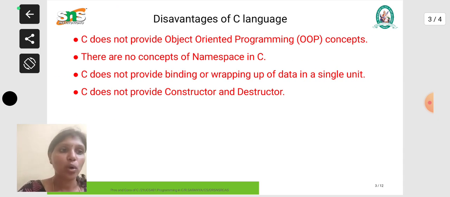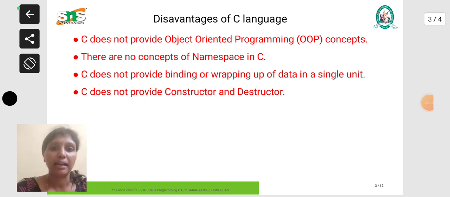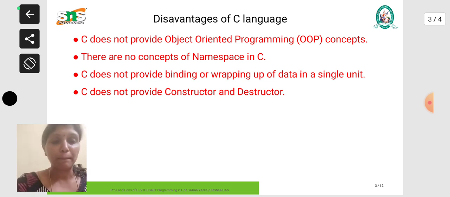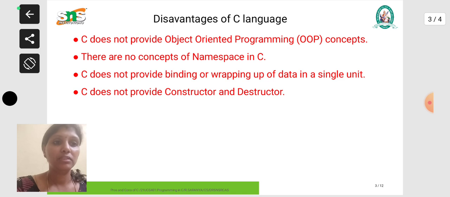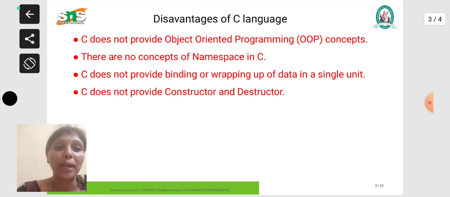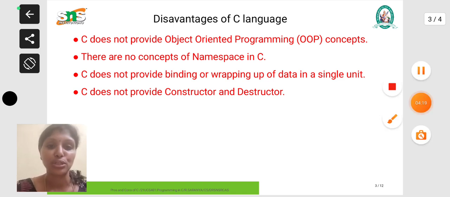Now let us see the disadvantages of C programming. Disadvantages of the C programming language is none other than C does not provide any OOPS concepts, object oriented programming language. So class, objects and all are not involved in C programming. There are no concepts of namespace in C. At the same time, C does not provide binding or wrapping up of data in a single unit. And another important disadvantage is C does not provide constructor as well as destructor function.